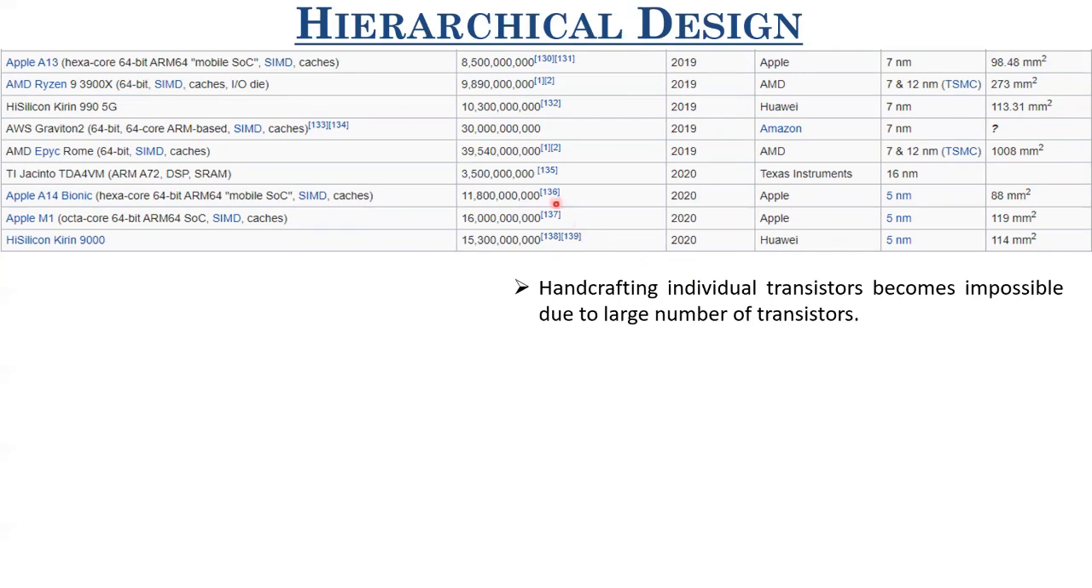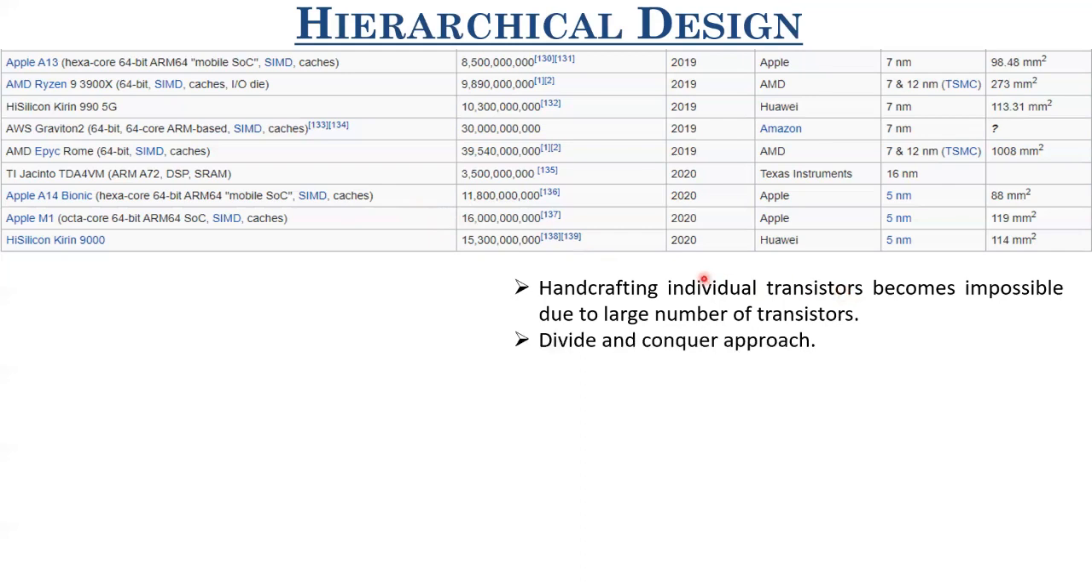However, as the number of transistors goes into the billions, how is it even possible to lay down all these transistors on a chip, or even design individual transistors? The number of transistors increased from 2300 in Intel 4004 to some millions to some billions. Not trillions, we have still not reached that trillion mark, that should be noted. So as the number of transistors increased to some billions, handcrafting individual transistors became almost impossible because there are so many of them.